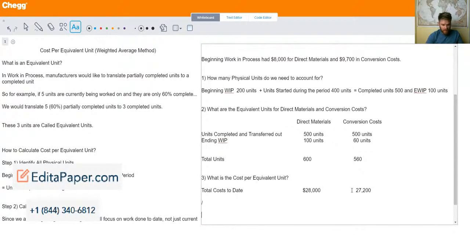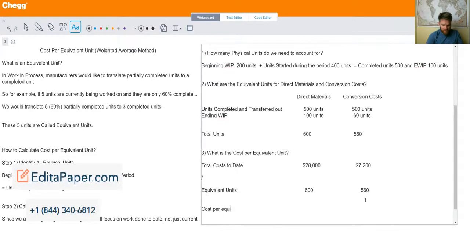So from there, we're going to divide by our equivalent units. 28,000 divided by 600. 27,200 divided by 560. And so our cost per equivalent unit will be equal to $46.67, and 27,200 divided by 560, $48.57. There you go. So not too difficult there. It's a little easier than FIFO, in my opinion, since you don't have to worry about the beginning inventory and figuring out what was completed during the period, what was completed not during the period. It's always just the costs to date, or the work done to date with weighted average.